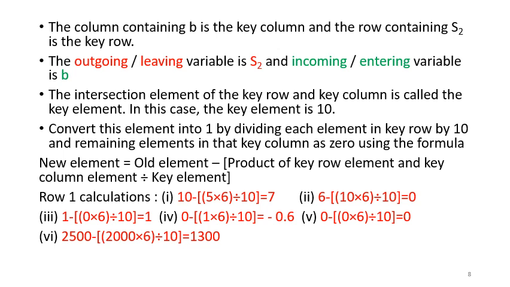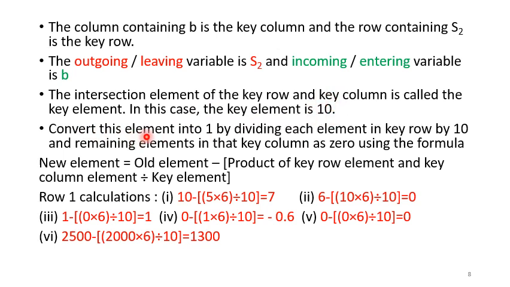Here is a summary of what we did. The column containing B is the key column and the row containing S2 is the key row. So the outgoing or leaving variable is S2 and the incoming or entering variable is B. The intersection element of the key row and the key column is called the key element. In this case, the key element is 10.